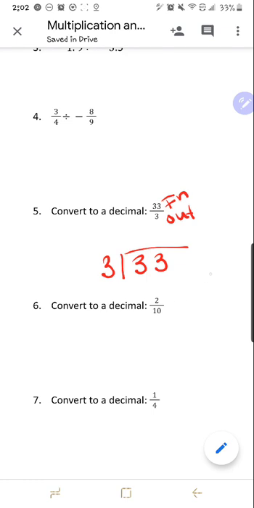I showed you guys in the previous lesson how to convert to decimal, especially this one with a 10 as a denominator. There is a very simple step. You don't even have to do long division for this one. But how would you know what to do? You have to go back to that other video and fast forward to the part where you're converting fractions to decimals.